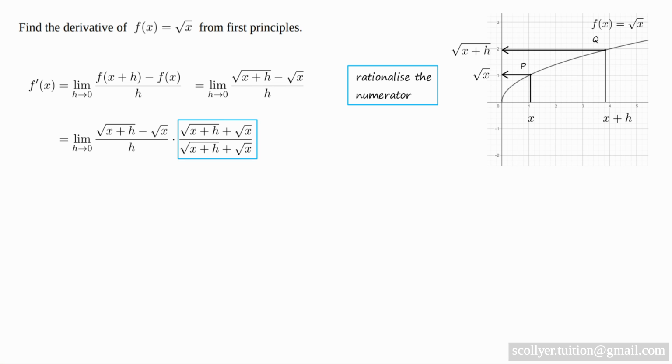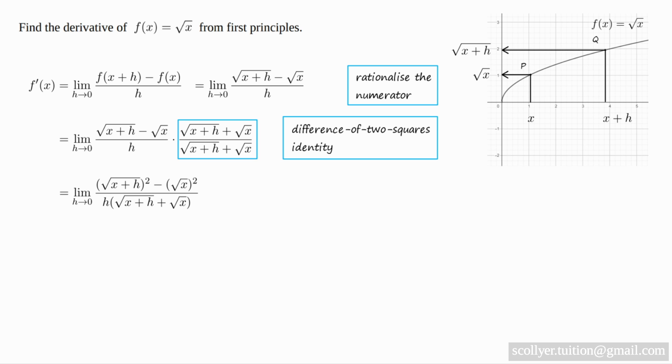If we note that the quantity in the blue box has the same numerator and denominator, then we see that we are multiplying the original fraction by 1, and so we are not changing its value, we are merely changing its appearance. Now we multiply the numerators and apply the difference of two squares identity, to obtain the limit as h tends to 0 of (√(x+h))² − (√x)² over h times (√(x+h) + √x).